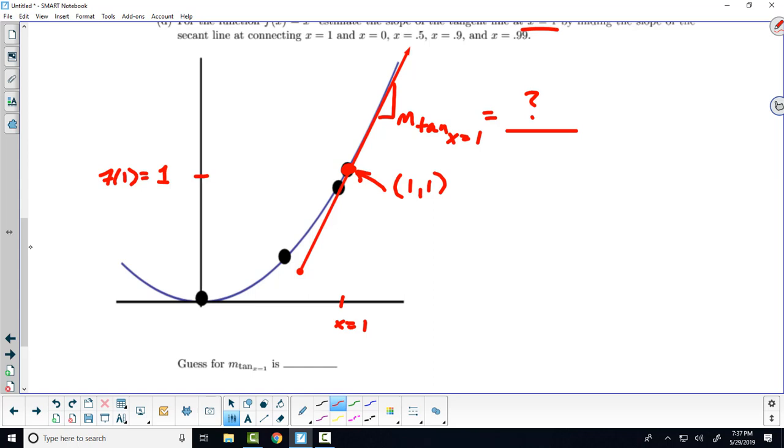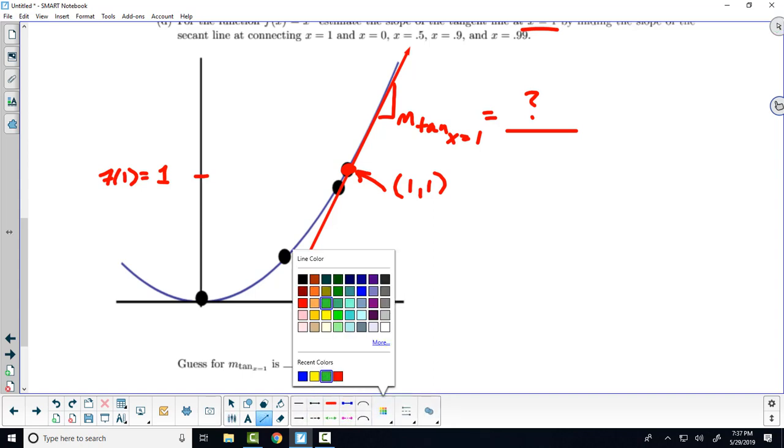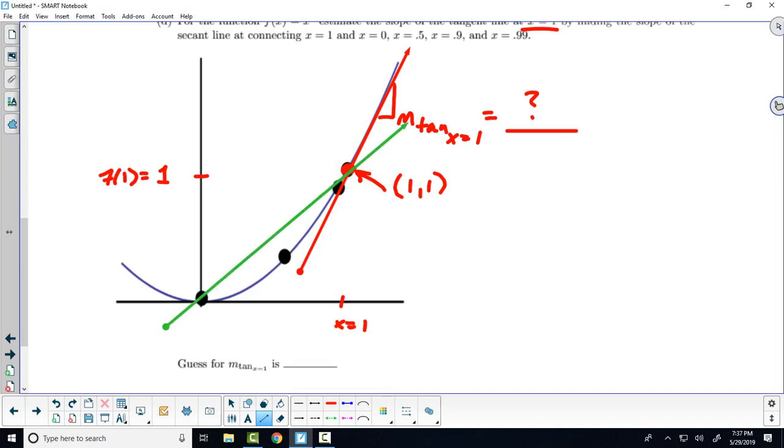Okay. So our strategy, as we laid out in the previous example, is to draw that secant line right there. This line right here is the secant line connecting x equals 0 to x equals 1. Right? So why did I pick that? Well, because the problem said first find the secant line connecting x0 to x1. Okay, so let's go ahead and compute that.